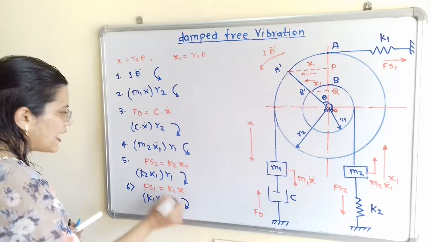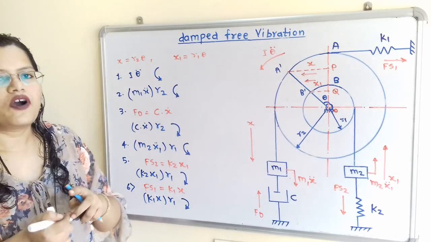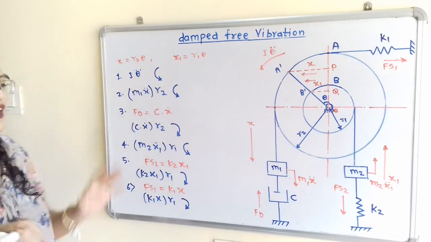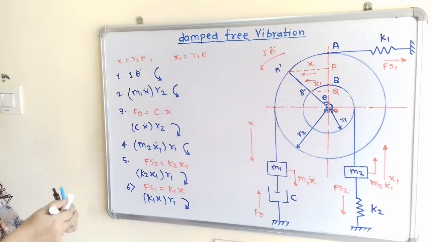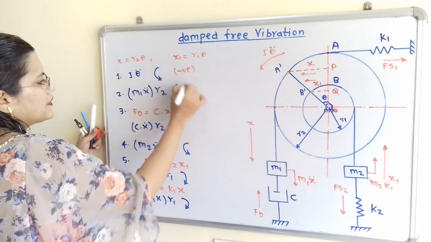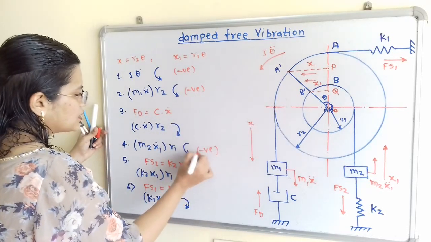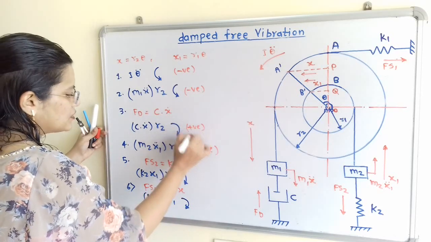So these are the directions and the couples. Now we will observe the directions. So some couples are in anti-clockwise direction and some couples are in clockwise direction. So suppose for anti-clockwise direction we will consider negative sign. So I will consider the negative sign for anti-clockwise direction. Then for clockwise direction we have to consider positive sign.